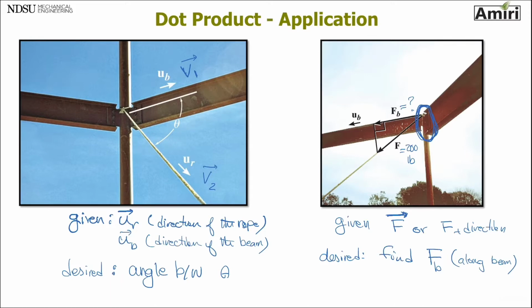Or you can find, let's call it, F2. Find F2, how much is perpendicular to that direction. So parallel or perpendicular to a line, direction, whatever, we can find. So these are the two general applications of dot product and what we can do with dot product. But let's see what the actual dot product is.